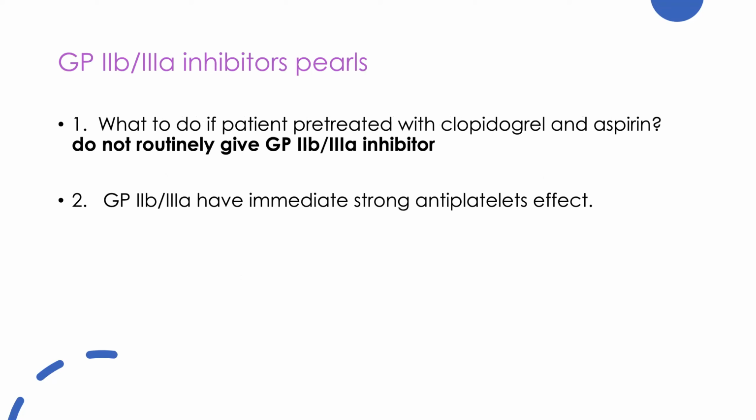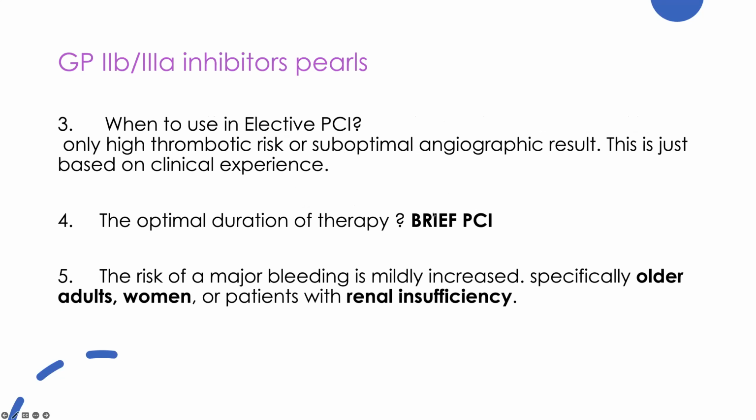So, quickly, let's summarize the pills. What should we do with these agents? Patients already on clopidogrel and aspirin, do not routinely use glycoprotein 2B3A inhibitors. You have an increased risk of bleeding, not much of a difference in events. They have very strong antiplatelet effects. Use only in high thrombotic burden patients. Optimal duration, the shorter the better. You don't have to have them on a long infusion, just a few hours after the PCI, 2 to 4 hours maximum. Risk of major bleeding is worse with elderly women and patients with renal insufficiency.